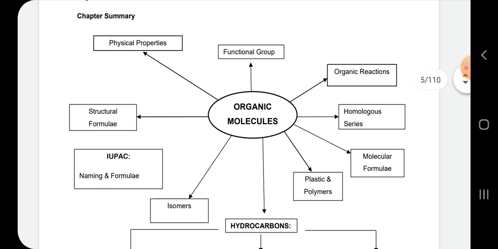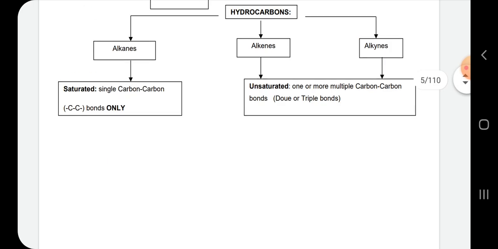And then in this video, I'll just do homologous series. I'll show you what are the 9 homologous series. I will do the molecular formula. I will do the molecular structure. I will do the isomers, I will do physical properties, and I will do hydrocarbons. So that's all that we'll cover in this video.